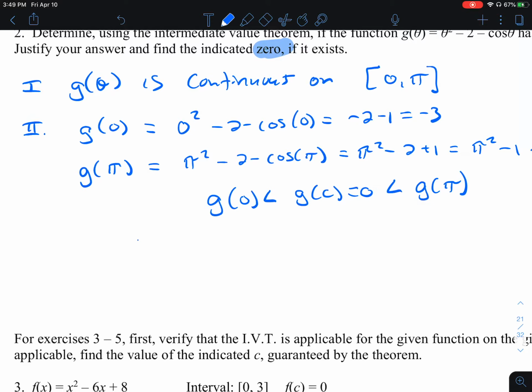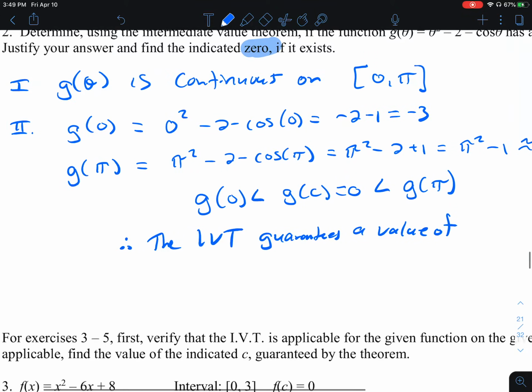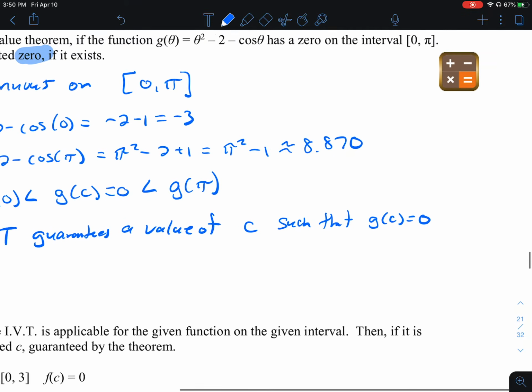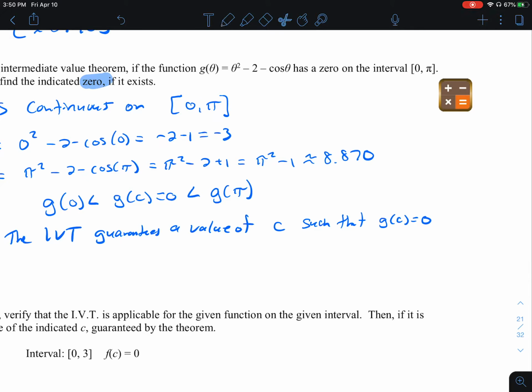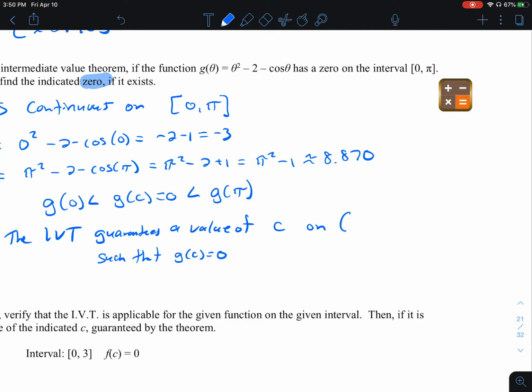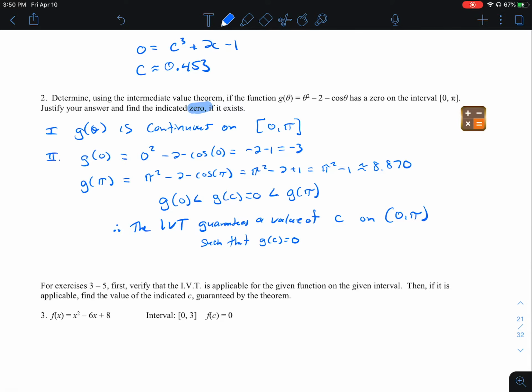So therefore we can say the intermediate value theorem guarantees a value of c such that g of c equals 0, and I left off my interval. Guarantees a value of c on the interval from 0 to pi such that g of c equals 0.